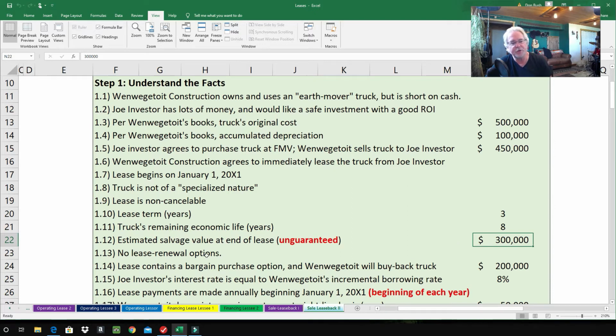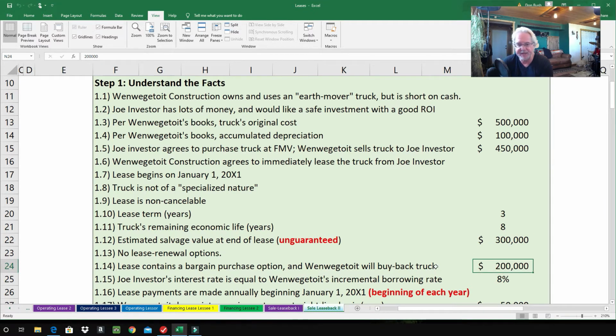1.13, there's no lease renewal options at all. The lease will not be renewed. However, with 1.14, here's something new that we have not covered yet. Lease contains a bargain purchase option, and when we get to it, we'll buy back the truck at the end of the lease for $200,000.